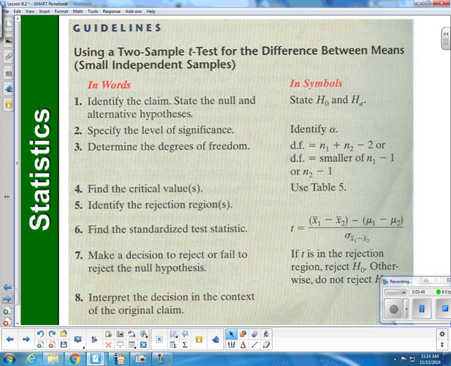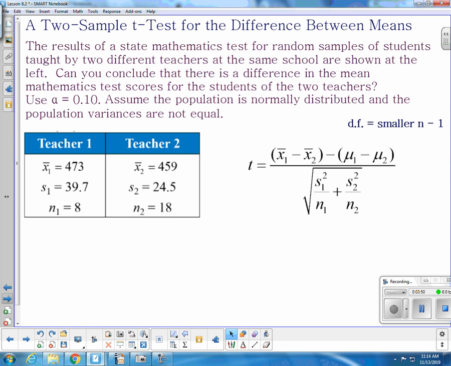Let's go. Here we go. The results of a state mathematics test for random samples of students taught by 2 different teachers in the same school are shown here. Can you conclude that there is a difference in the mean mathematics test scores for the students of the 2 teachers? Use alpha equaling 0.10. Assume the population is normally distributed and the population variances are not equal.